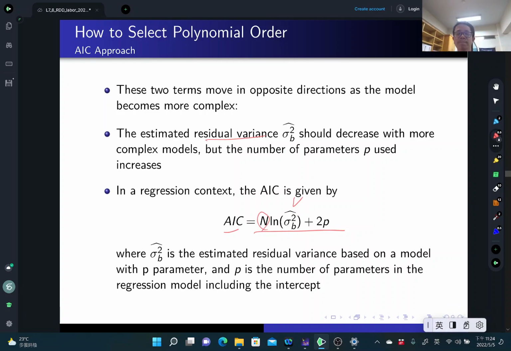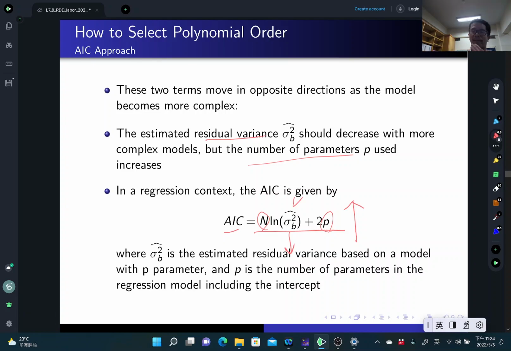You can consider this term: if you include more regressors, basically more polynomial terms, you will capture more variation. So the residual variance will go down if you include more regressors. But the AIC criterion also has a penalty here. It's P, the number of parameters you need to estimate. So if you include more regressors, you need to estimate more coefficients. So this term will increase if you include more regressors.